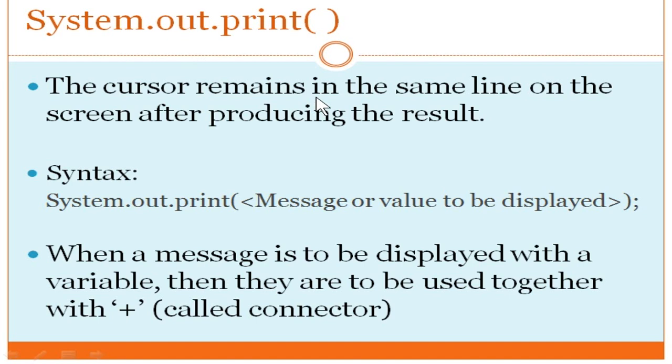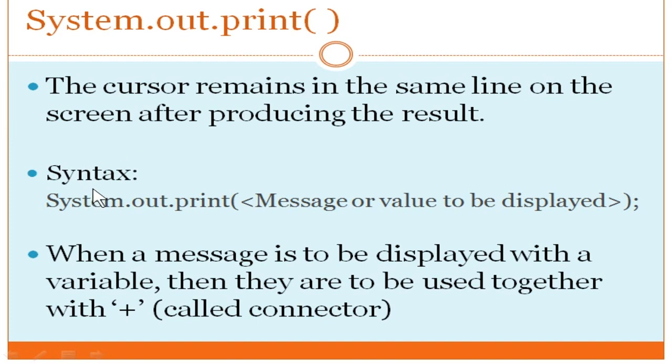So the cursor remains in the same line on the screen after producing the result. So this is very important. After displaying the output, the cursor remains in the same line next to the last character. Okay, it won't go down or it won't go to the next line.